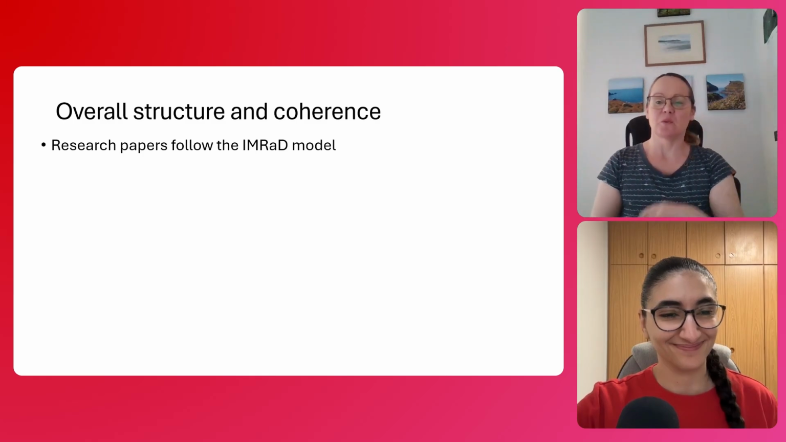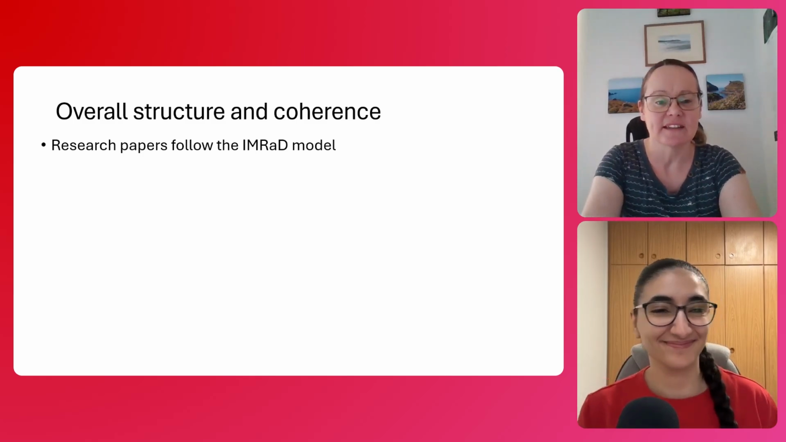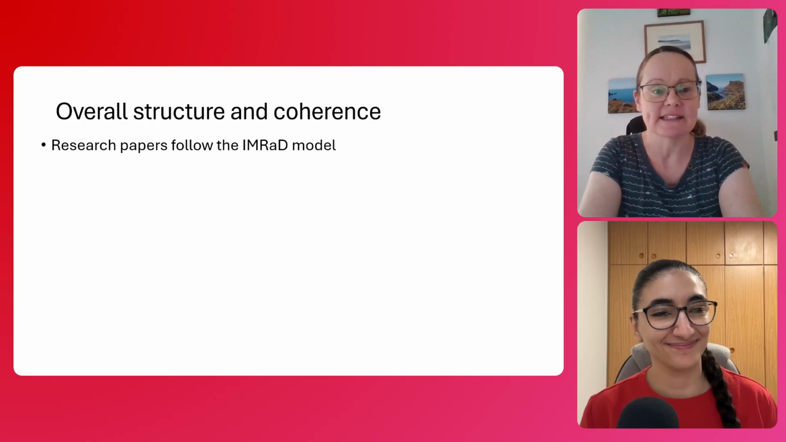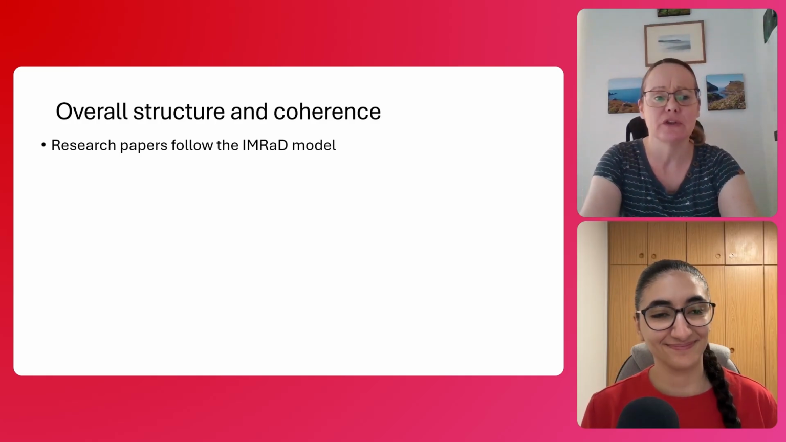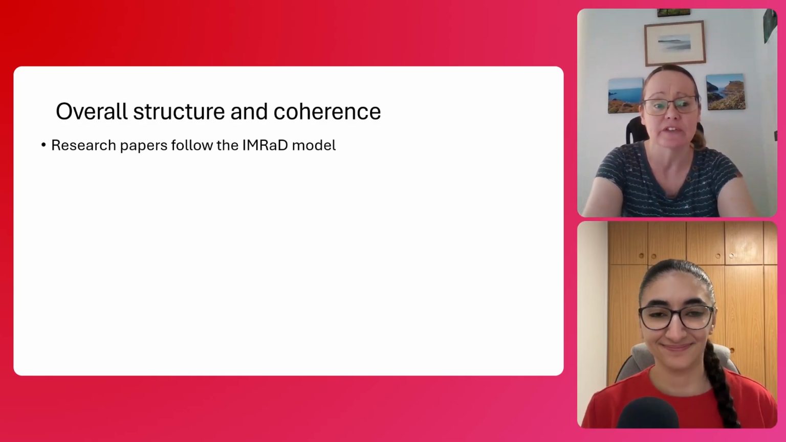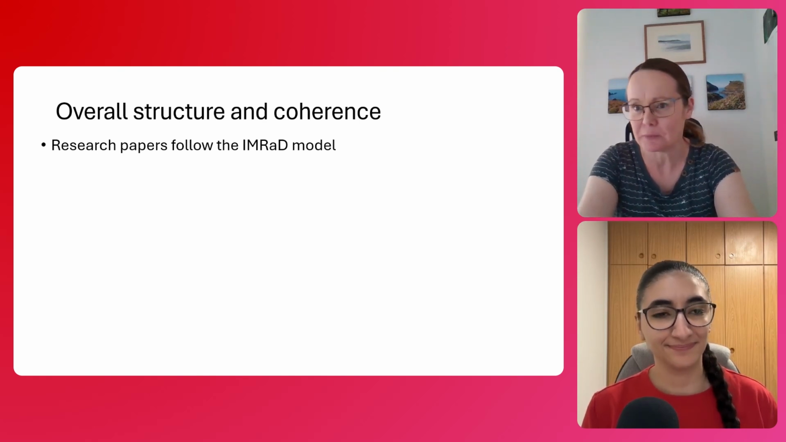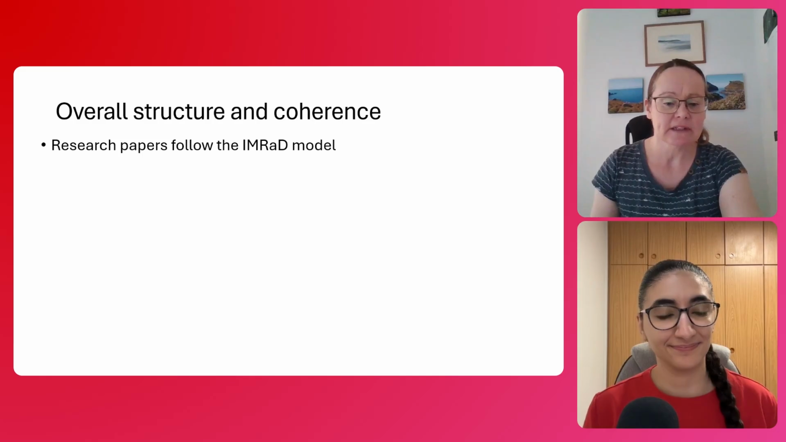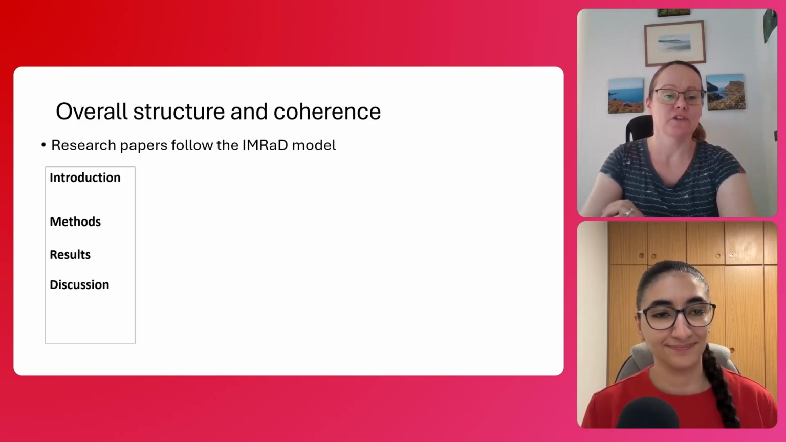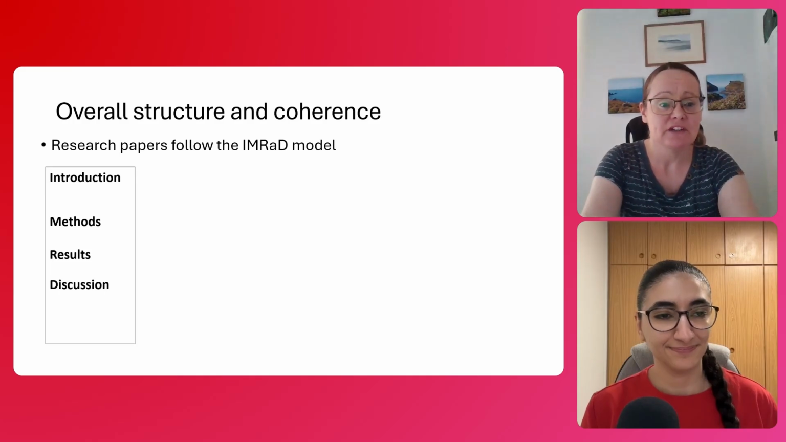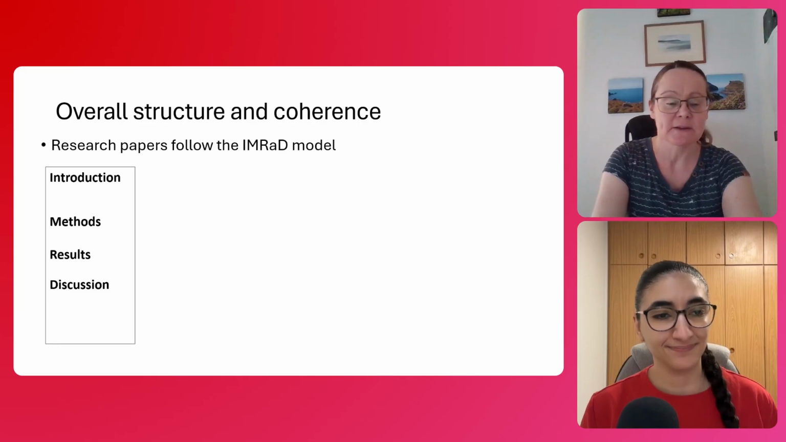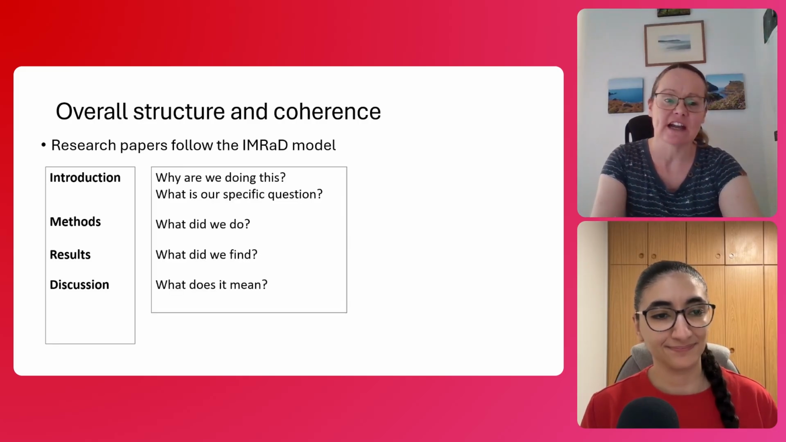There we go. So why do we use this IMRaD model in research writing? The reason that we use this model is because it allows us to structure our research paper in a really clear and coherent way. So it is typically divided into 4 different sections. We have the introduction, the methods, the results, and the discussion sections. And these different sections each have specific jobs to do.